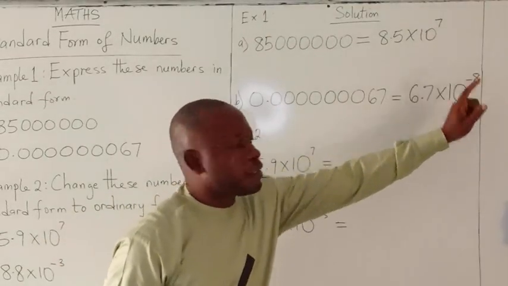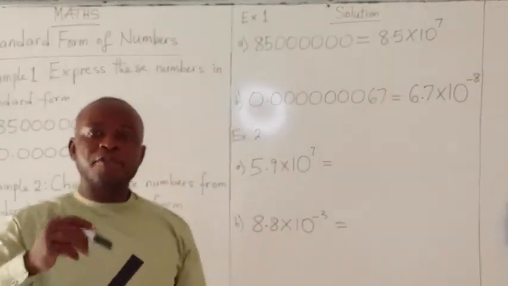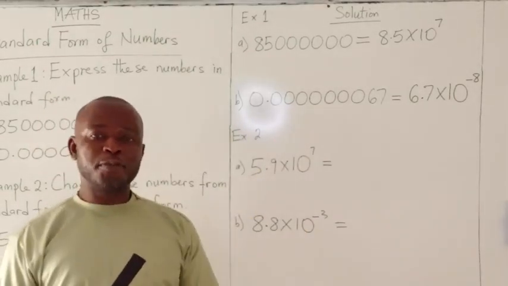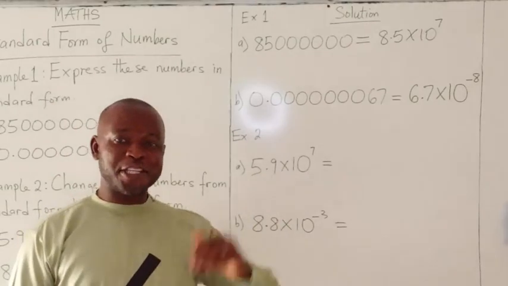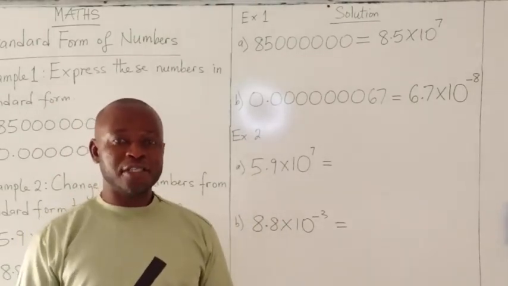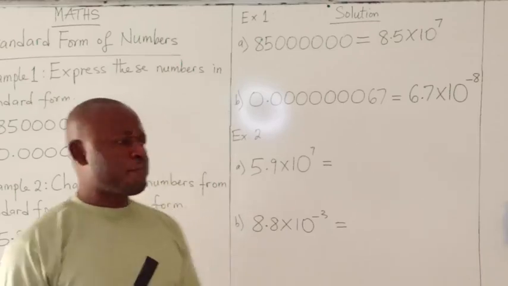And what is the number here? 8. But it must have a negative sign because this number is less than 1. Which method is easier? The first one or the second one? Use any method that you understand that is easier for you. We have example 2 on the board.